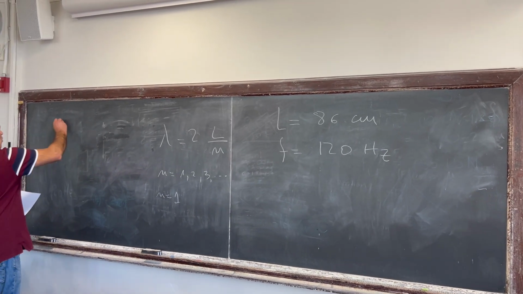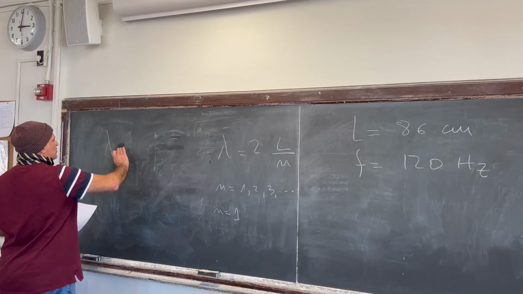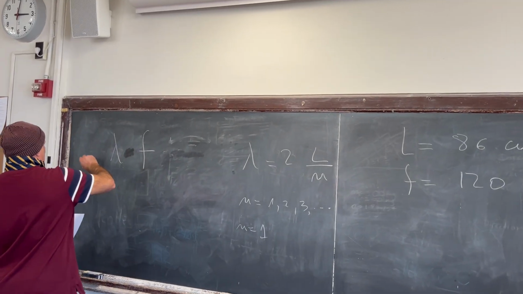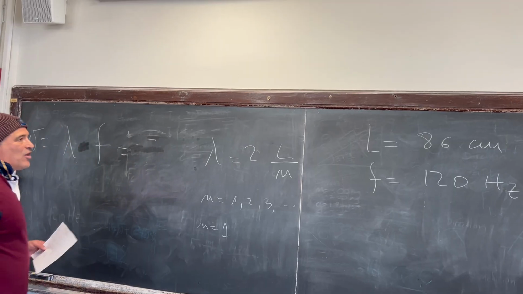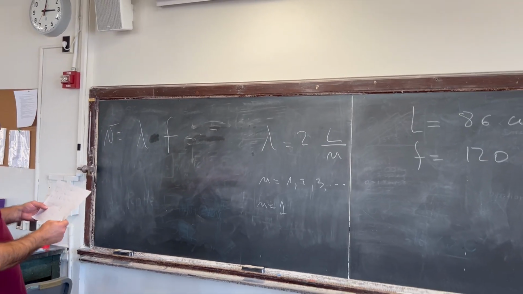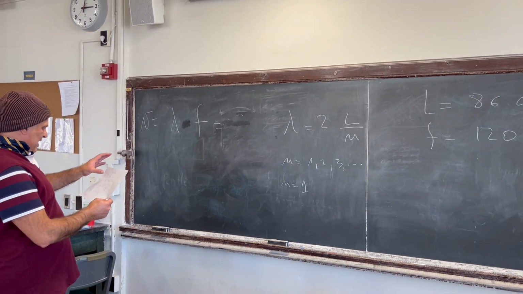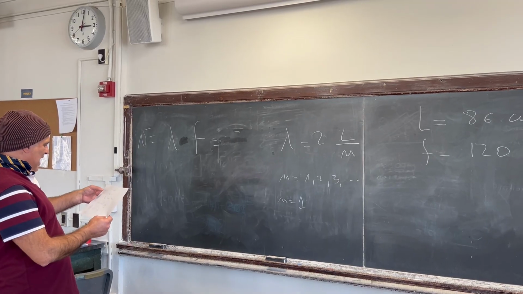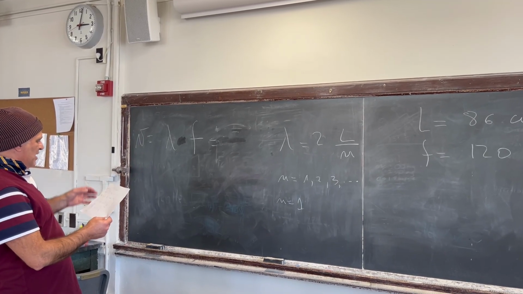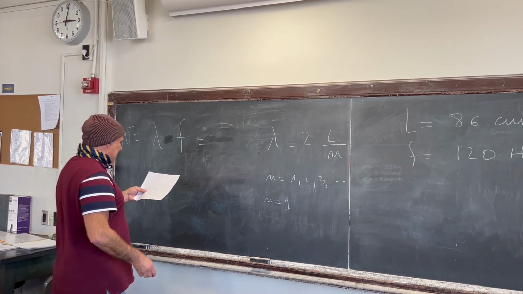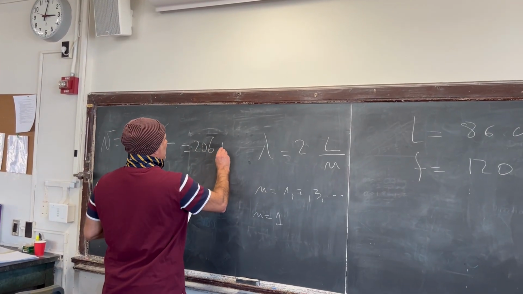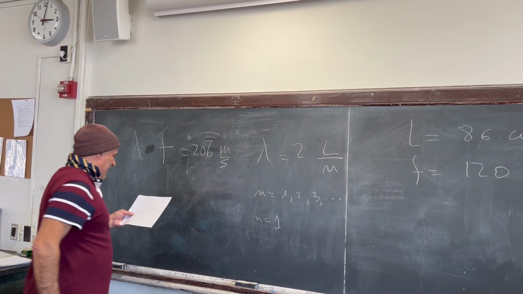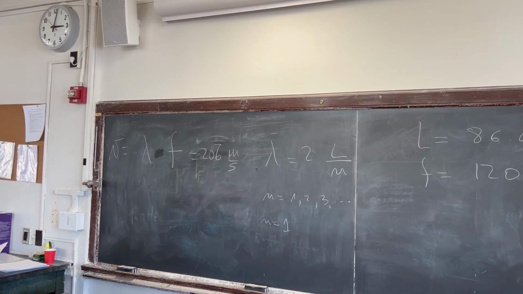Okay? So in our case then, once we determine the wavelength and once we determine the frequency, we can get the speed of propagation of the wave. That in our case, as I said, L is 86 centimeters, frequency 120 Hertz, and this gives a speed of propagation of 206 meters per second.